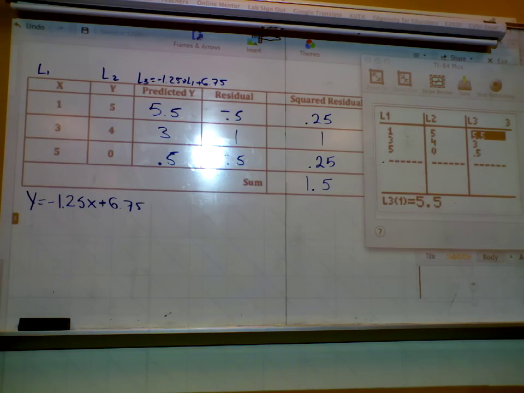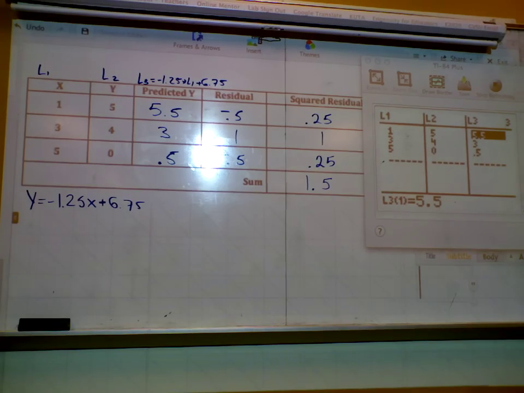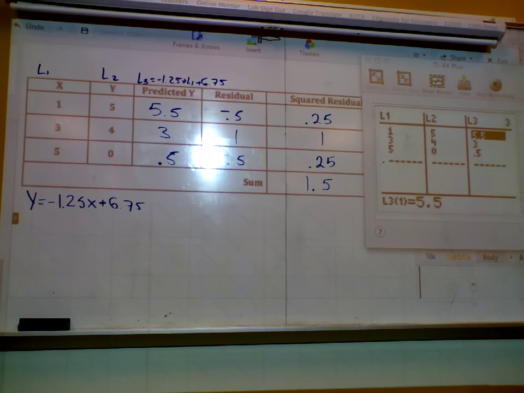Does that make sense? No. Rebecca, what are you stuck on? It won't go? Okay. So the residual. What I need you to do for the residual is add list 4. If you do not have list 4, go to where list 4 would be and hit second 4.